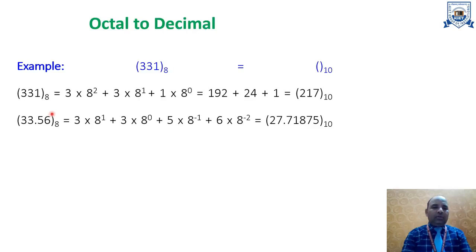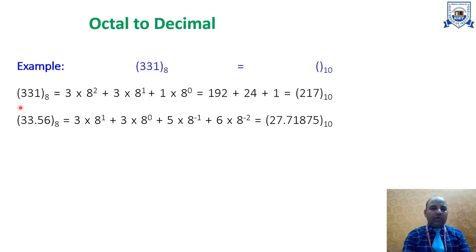The approach is the same as in the previous example, but there the source number was on base 2, so the positional weights were in the form of 2 to the power 0, 2 to the power 1, 2 to the power 2 and 2 to the power 3. But here friends, the source number is octal, which is base 8, so the positional weights are in the form of 8 to the power 0, 8 to the power 1 and 8 to the power 2.